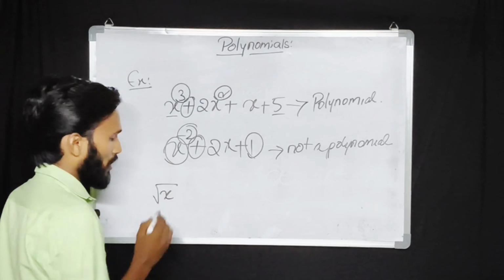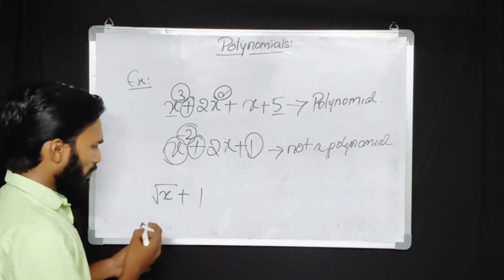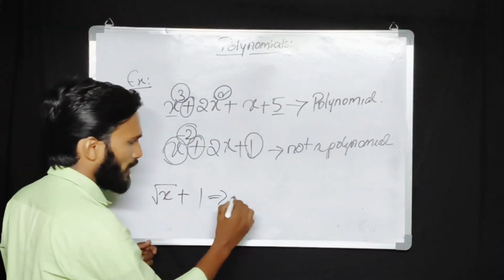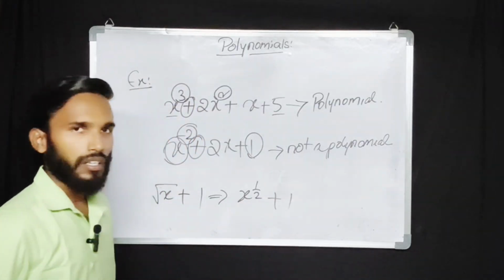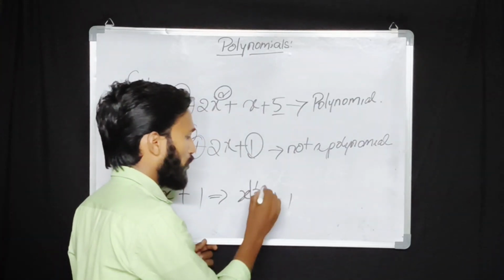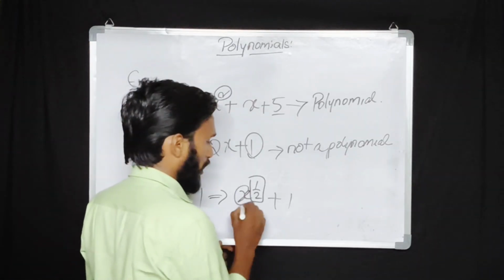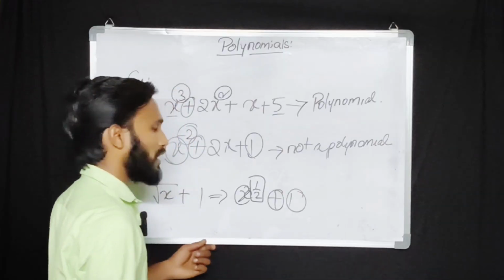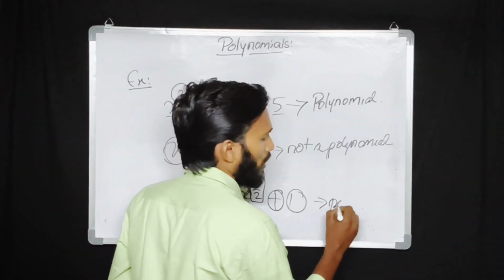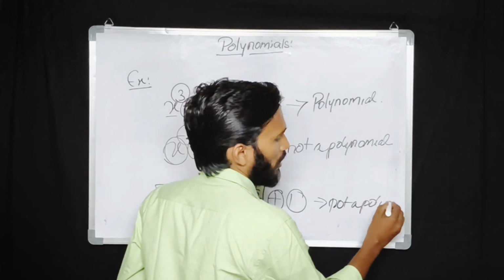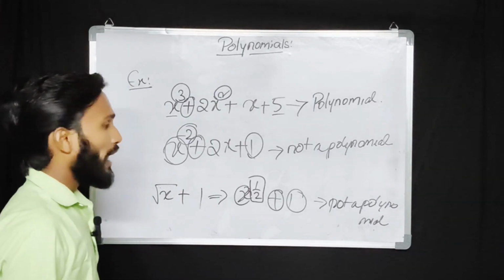Now let us see another example: root x plus 1. If you observe, how can you write the root? x whole power 1 by 2 plus 1. Here it is in fraction form, which is not a whole number form. So the variable is here, the operation is here, and the constant is here, but the power of the variable is not a whole number. So it is not a polynomial.